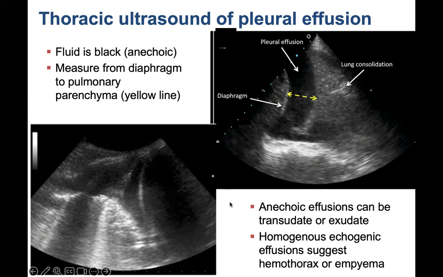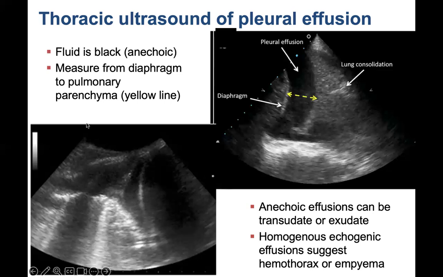Anechoic fluid effusions, so the black, can be transudate or exudate, but homogeneous echogenic effusions suggest a hemothorax or empyema. So if it's gray throughout, echogenic, meaning isoechoic or gray and not black or anechoic, then that might be a hemothorax or an empyema.